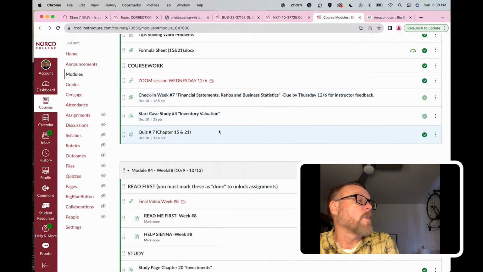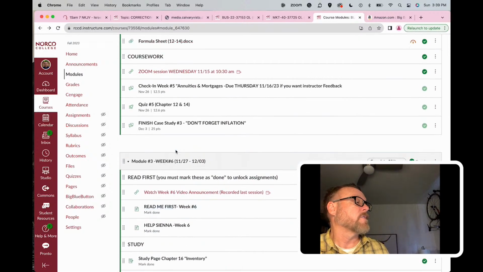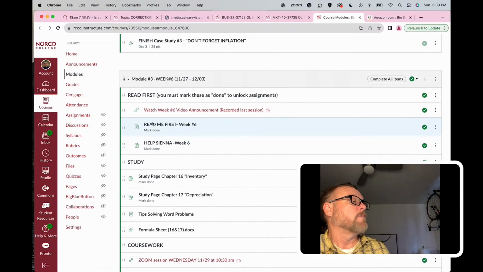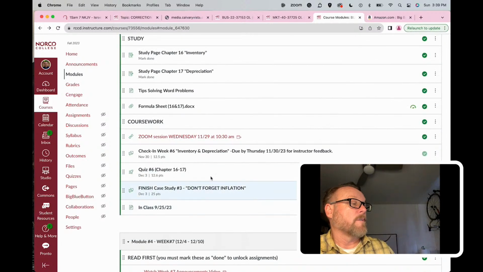And then, of course, we also have the case study that we're starting, a new case study. So this is our 4th and final module. So you finished your case study from last week. I think it was, actually it's right up here, finished case study number 3. So don't forget inflation was the topic. And I'm going to go ahead and move that. That should have been moved down here. And anyway, that was the one on inflation.